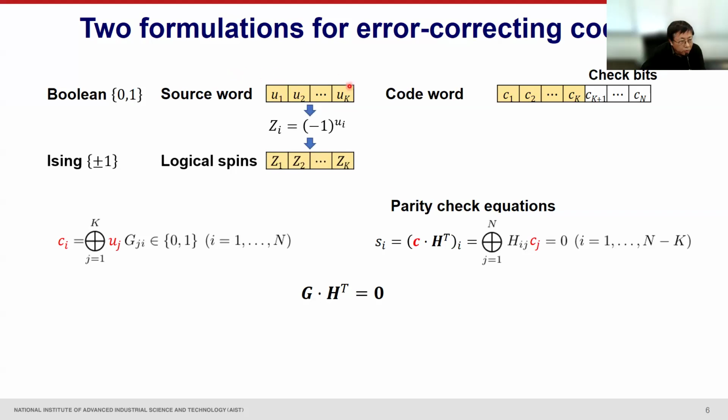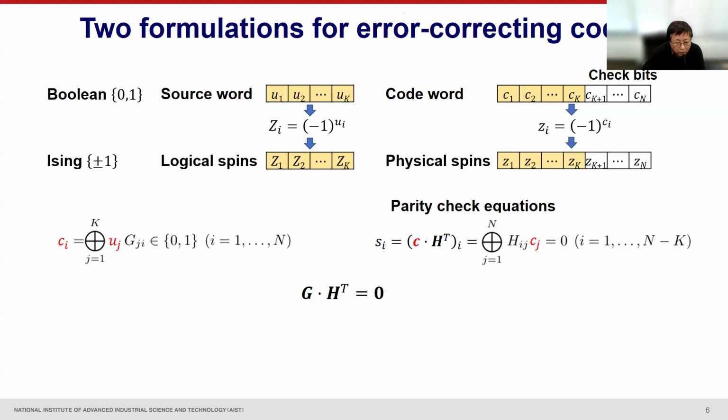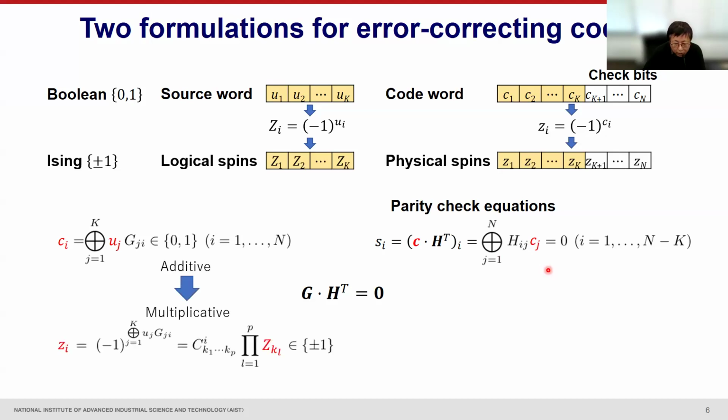This source word U and the code word C are represented by Ising variables, small z and large z, corresponding to logical spins and physical spins, as shown here. At the same time, these equations are converted to the associated equations, as shown here.